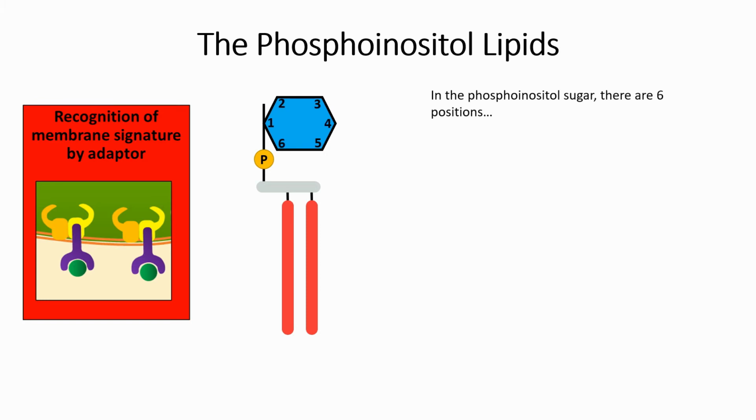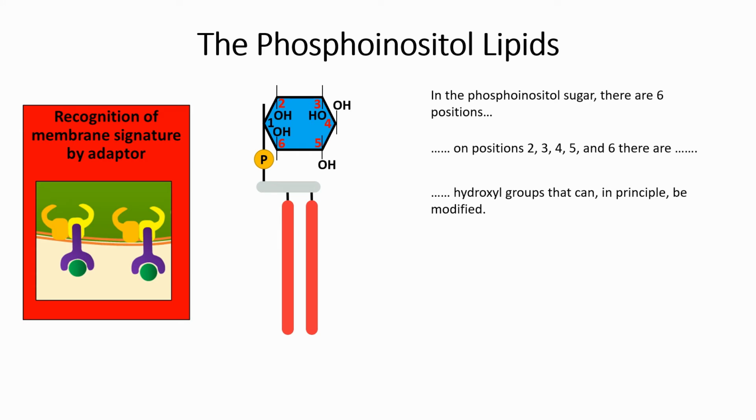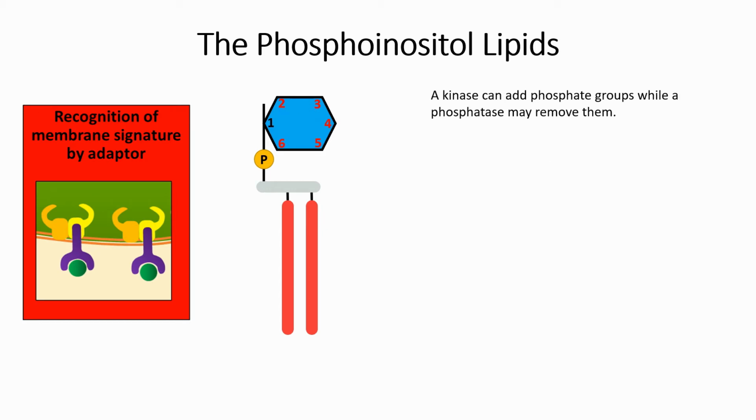In the PI sugar, there are 6 positions. On positions 2, 3, 4, 5 and 6, there are hydroxyl groups that can in principle be modified. To date, phosphate additions have only been shown to be on positions 3, 4 and 5. A kinase can add phosphate groups while a phosphatase may remove them. For example, a PI4 kinase adds a phosphate group to the carbon 4.